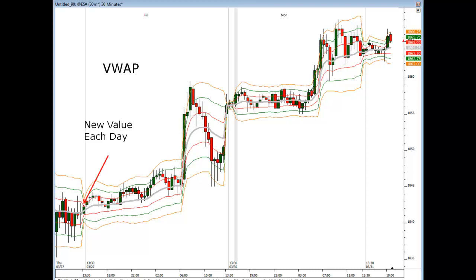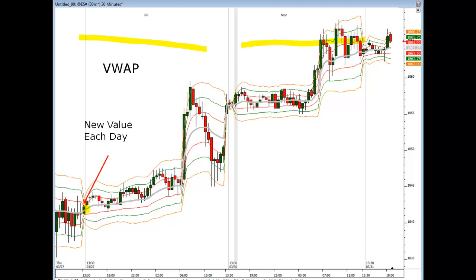Now, each day, as I mentioned earlier, we begin with a new value, and in this case, since it's a Globex market, it is a 24-hour day that we look at. We don't look at it in terms of the day session. We look at it in terms of the 24-hour market. So here's Friday, and then here's Monday. Each of these is a 24-hour period, and this is what the VWAP looked like during each of those periods.